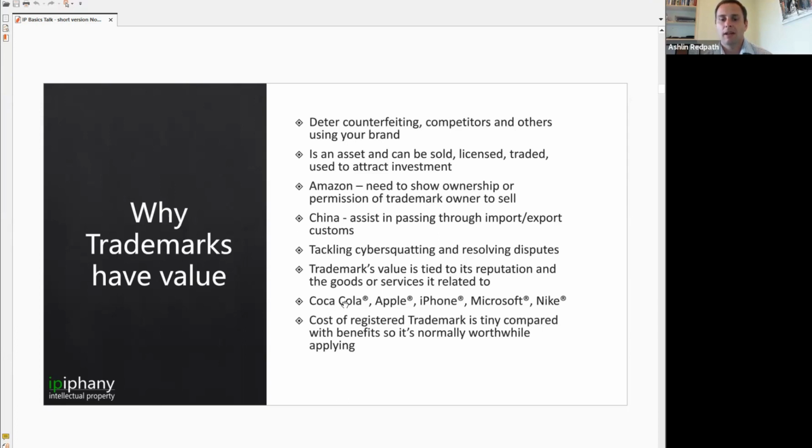It helps you with settling domain name disputes, which for a startup often comes up. You're trying to find a domain name that no one else has already got, and that can be difficult. Once you've got one you like, you don't want other people using that same domain name. So in certain circumstances, you can stop them using their domain if they're infringing your trademark.